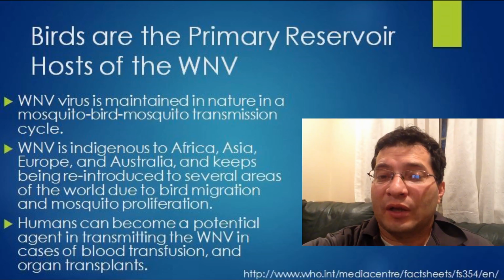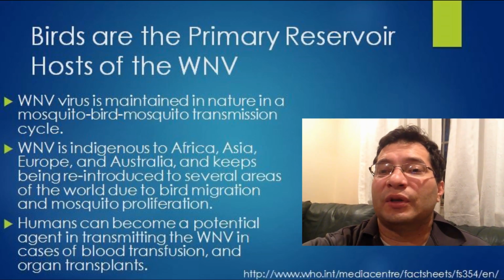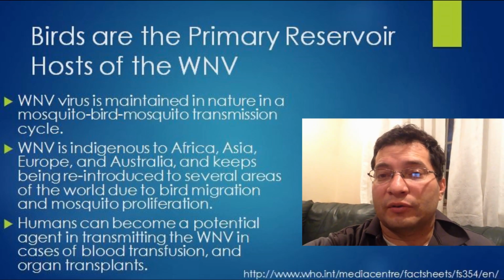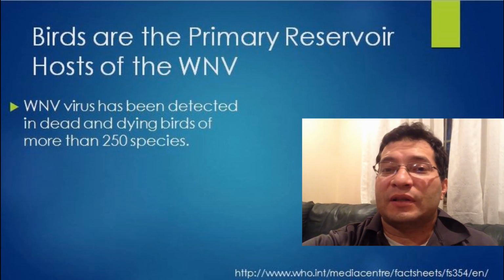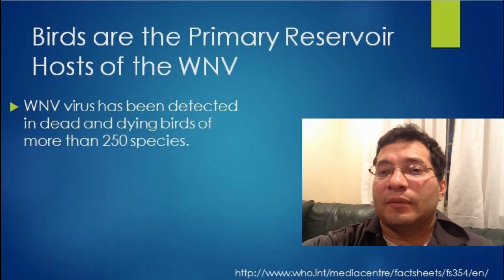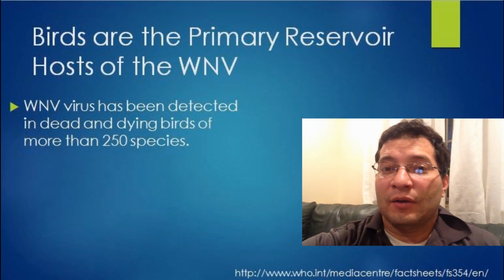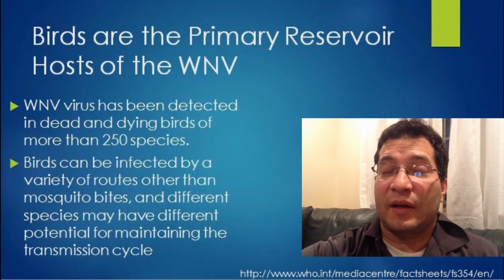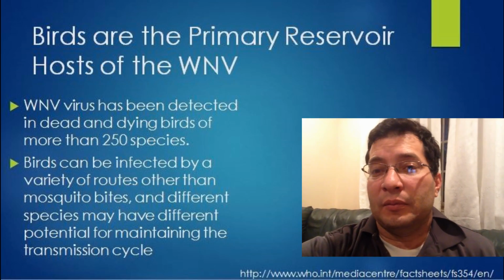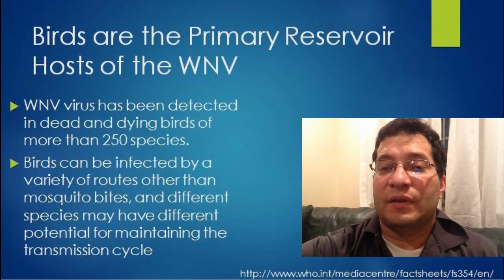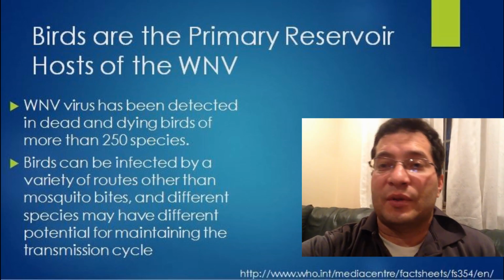Humans can become a potential agent in transmitting the West Nile virus in cases of blood transfusion and organ transplants. West Nile virus has been detected in dead or dying birds of more than 250 species. Birds can be infected by a variety of routes other than mosquito bites, and different species may have different potential for maintaining the transmission cycle.